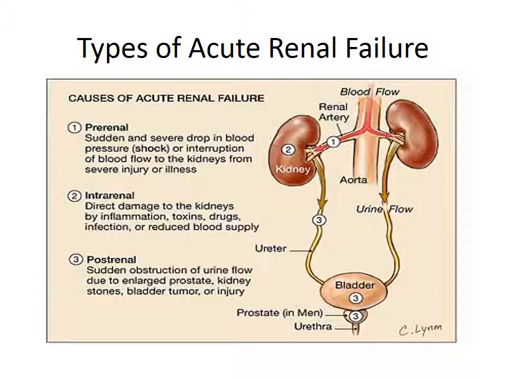There are three different types of acute renal failure. One is prerenal failure, where there is a sudden and severe drop in blood pressure, often due to shock, or an interruption of blood flow to the kidneys from a severe injury or illness, your traumas. The intrarenal is direct damage to the kidneys by inflammation, toxins, drugs, infection, or reduced blood supply. And then your postrenal is a sudden obstruction of urinary flow due to an enlarged prostate, kidney stones, bladder tumor, or injury. If you look at the slide, you'll note the corresponding numbers show the areas that are affected.